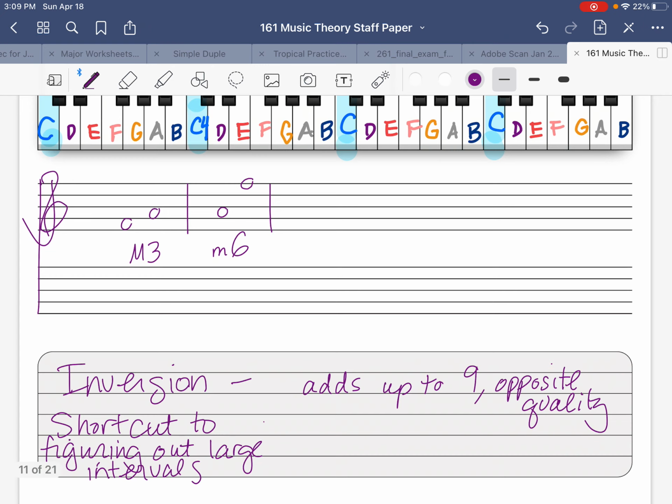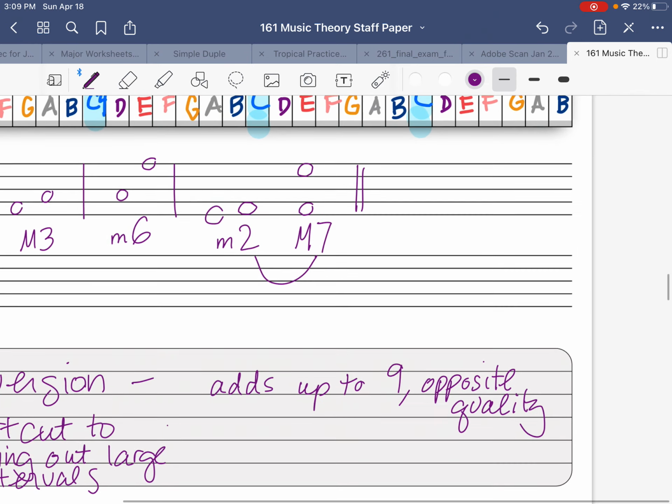So if you start off with this, this is an E to F, which is a minor second. If I start off with a minor second and I flip that around and I do F and I put E up here, then I end up with a major seventh, because that adds up to 9, 2 plus 7, and then it is the opposite quality, major minor.